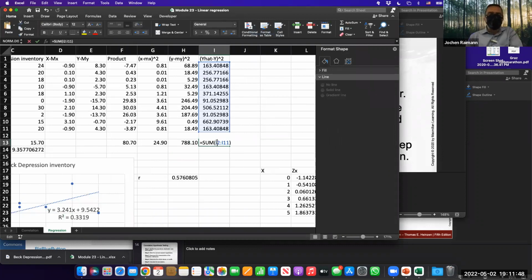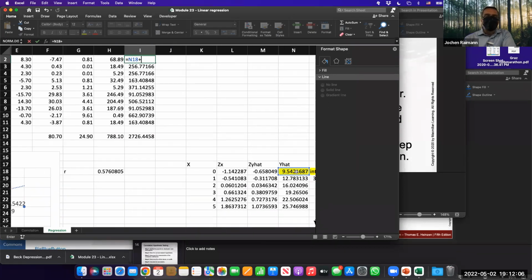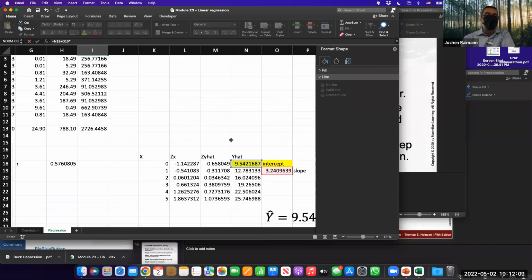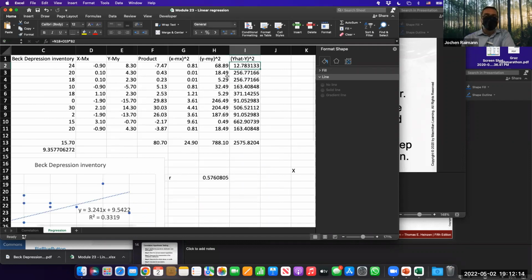no, this doesn't make any sense. Minus y. Oh, not for them. So this is y hat, the intercept plus slope multiplied by an actual number of stressful life events. Oh yeah, so that was okay. So now we have this multiplied by this. That's this multiplied by this. This gets us our y hat.